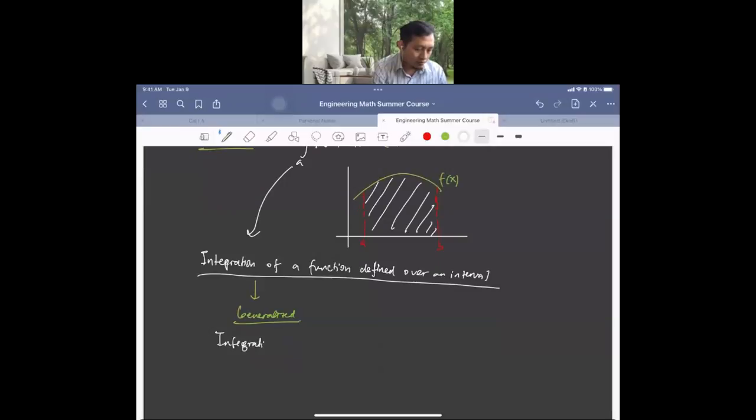integration of a function defined not on the interval but on the curve itself. So we are not going to take this from one interval to another interval, but we are going to define this along the curve. That's why we are going to start our definition from the curve.